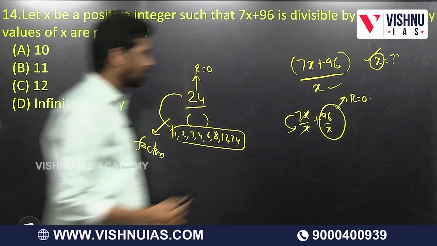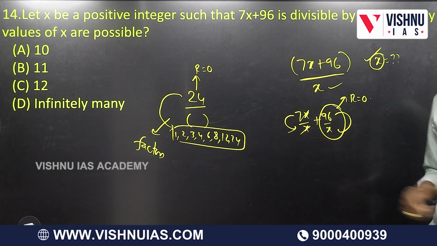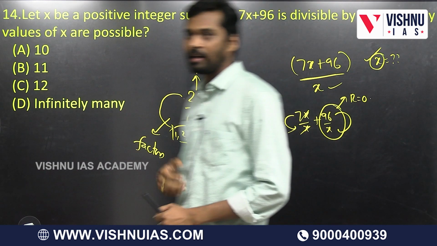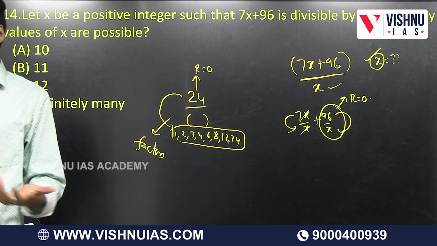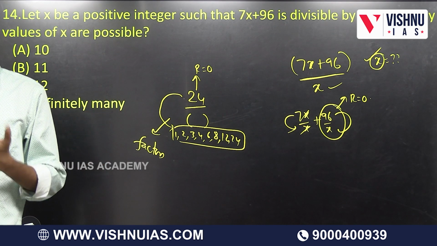Okay, the same concept, which means that for 96, we need to find out the number of factors. So this concept is directly related to factors. Instead of asking the question directly, how many factors are there for 96, he has given an expression, and they gave the problem like this.